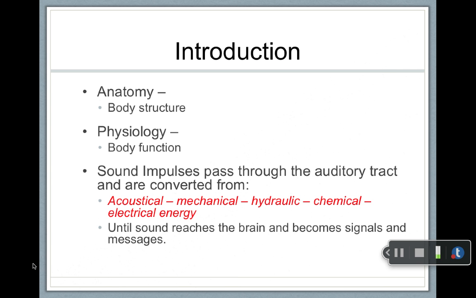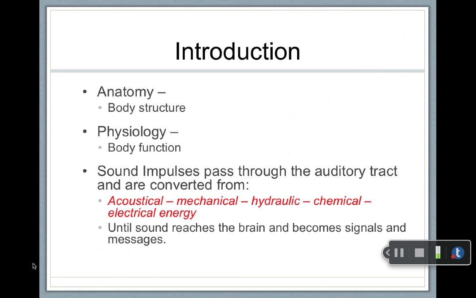So we start with acoustical waves in the air. You might remember from hearing science, we have longitudinal waves where particles move from compression to rarefaction to compression, rarefaction, and this wave of energy is sent through. So the wave of energy is collected by the two pinnas, transferred through the ear canal. Once it touches on the tympanic membrane, a mechanical reaction begins. So the tympanic membrane starts the movement of the bones of the middle ear.